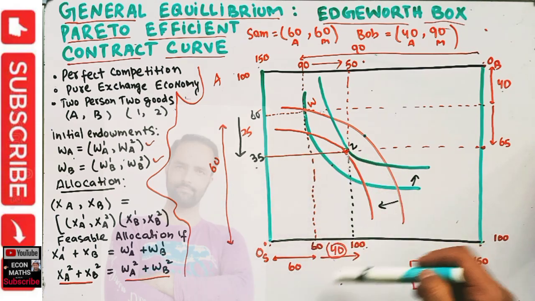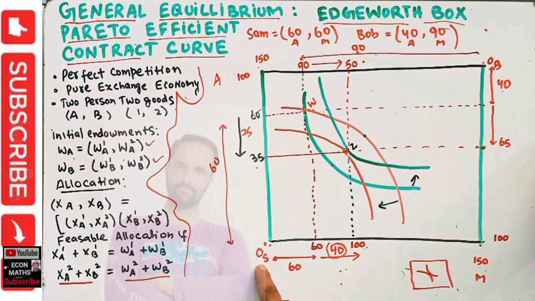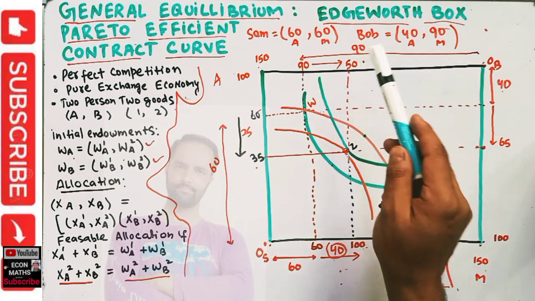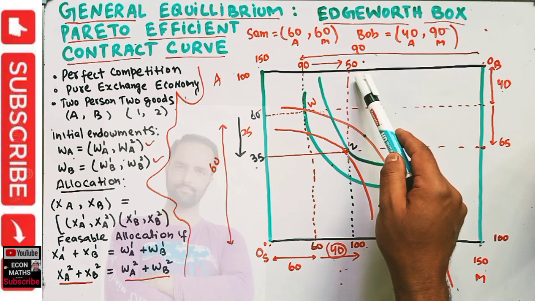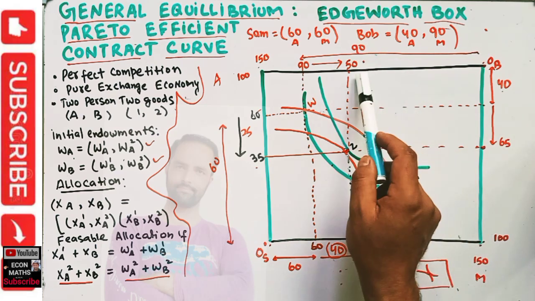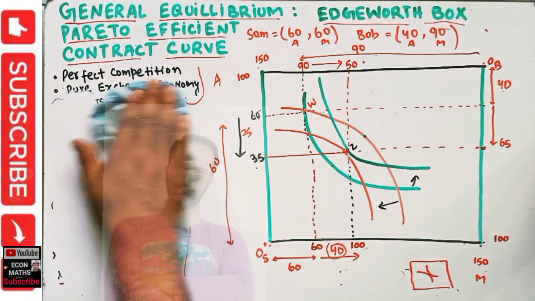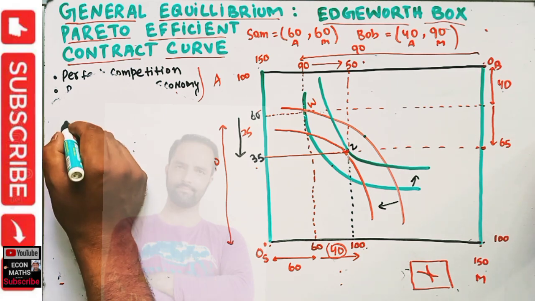Corresponding to this, what was the final allocation of the resources of apples and mangoes between Sam and Bob? It was simple. Sam got 100 units of mangoes and 35 units of apples, and Bob got 50 units of mangoes and 65 units of apples. So this is how we construct the Edgeworth box. What is then meant by the Pareto efficient point? Let me show it now simply.